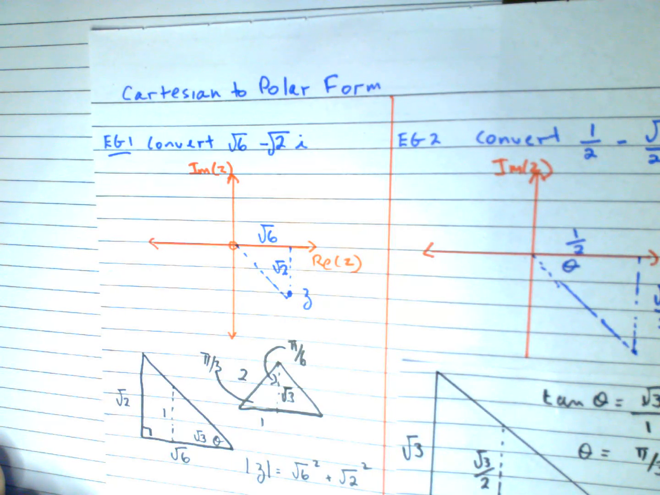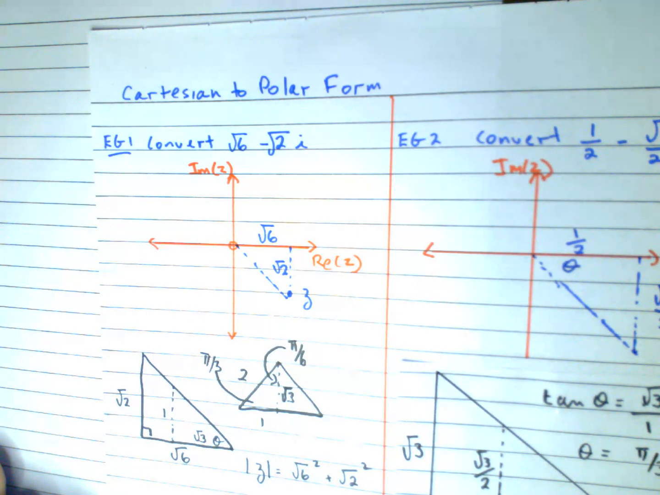Let's have a quick look at how to convert complex numbers from Cartesian to polar form. Okay, so what we're going to do is convert this number here. z is going to equal the square root of 6 minus the square root of 2i.